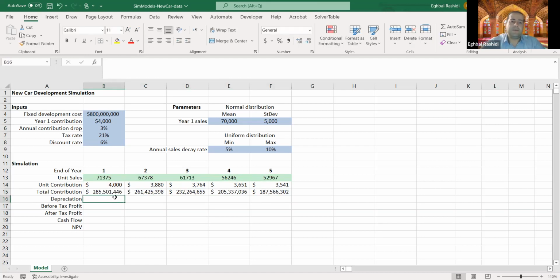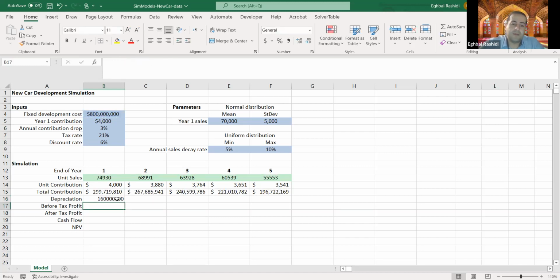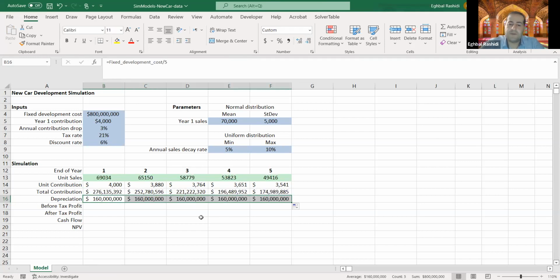All right. Next, we have the depreciation. So we said that the depreciation is going to be completed in 5 years. So that means that we're going to compute the 1/5 of the fixed development cost. So that's the fixed development cost divided by 5. And this is also the dollar format I'm going to use for it. I'm going to drag it down to the fifth year as well. So as you can see here, the depreciation is equal for each year.